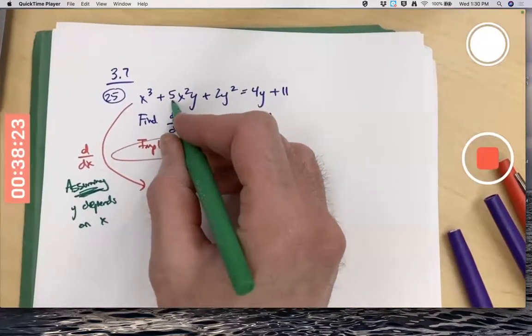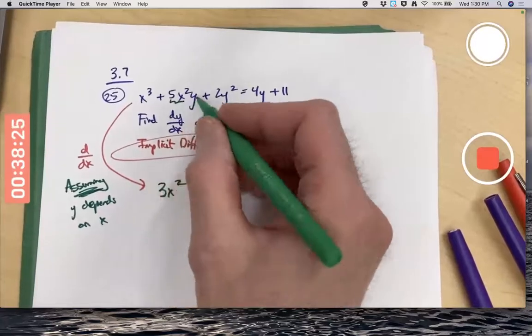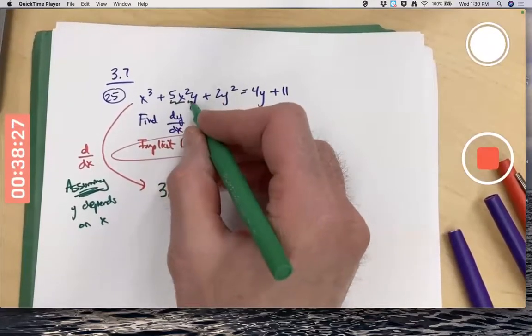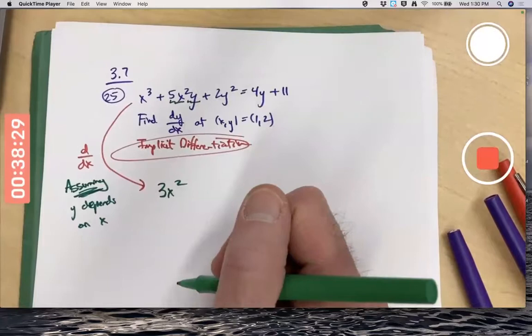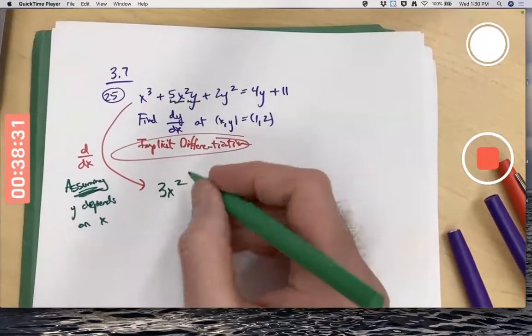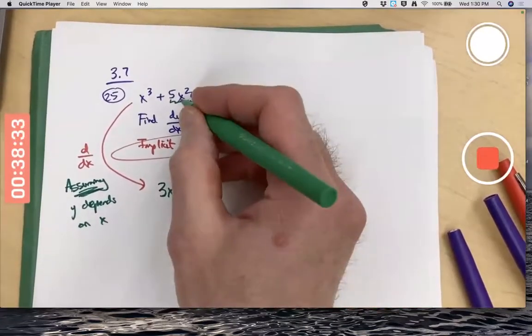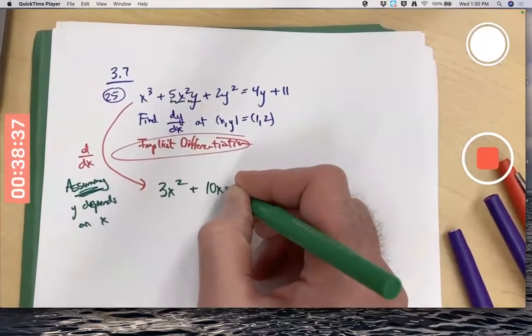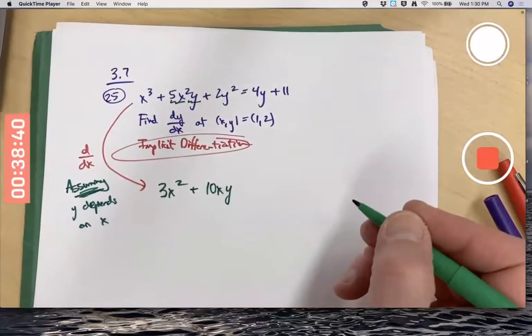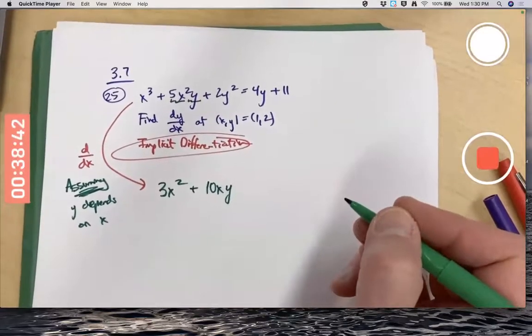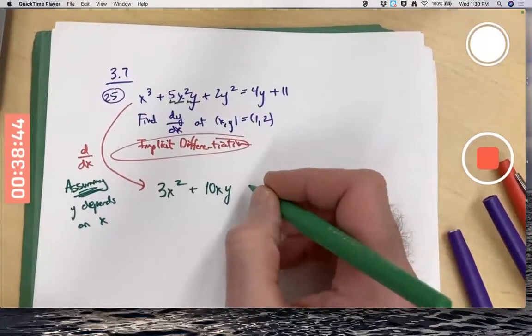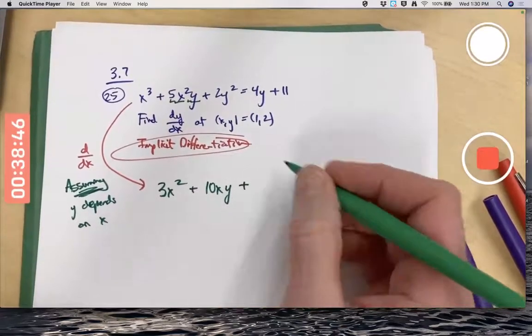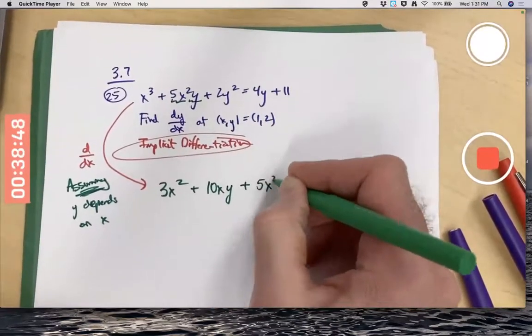You need the product rule. Say this is the first function, 5x squared, and this is the second function, y. The product rule says to take the derivative of the first function, 5x squared, with respect to x, that's 10x, times the second function, which is just a y. But y does depend on x. Remember that in your mind here. Then plus the first function, 5x squared, times the derivative of the second.